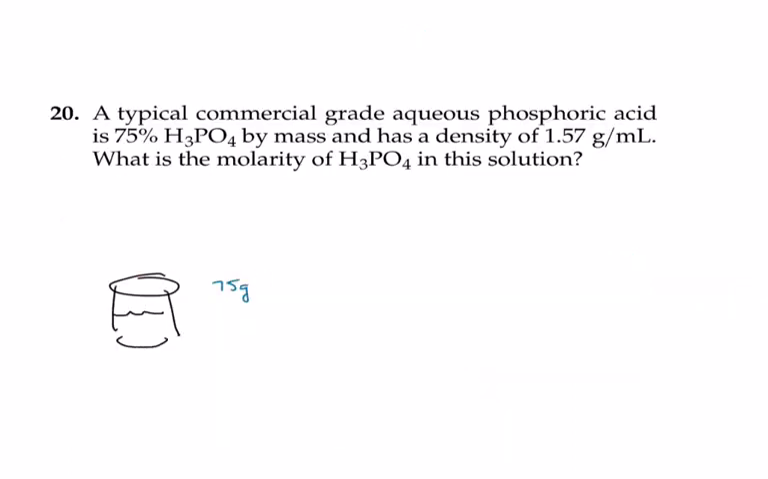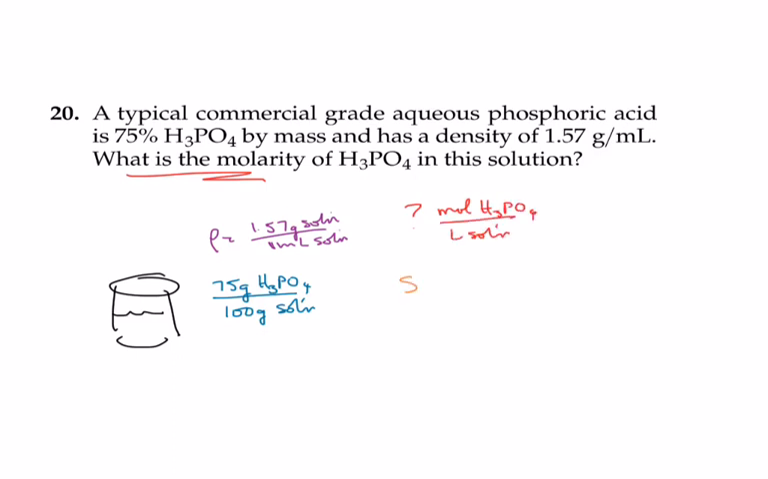The next one. Again, given weight percent and density, don't forget though, density is 1.57 grams of solution per milliliter of solution. So in this case, I would use as my basis 100, with 3 sig figs, grams of solution. I would.